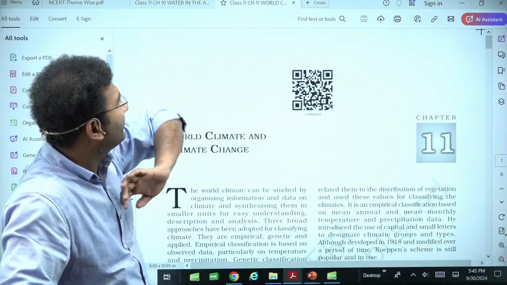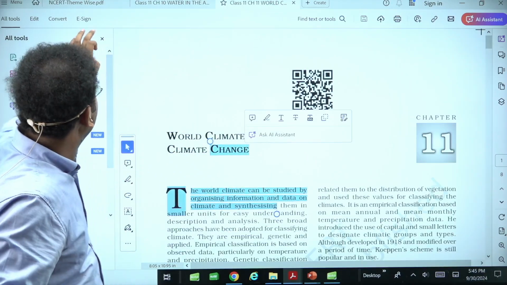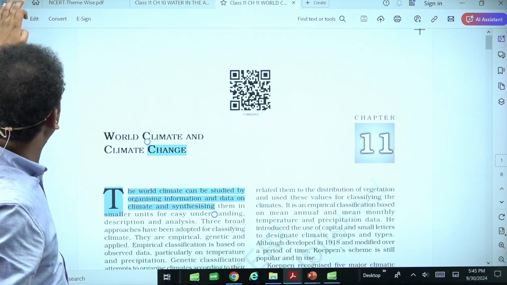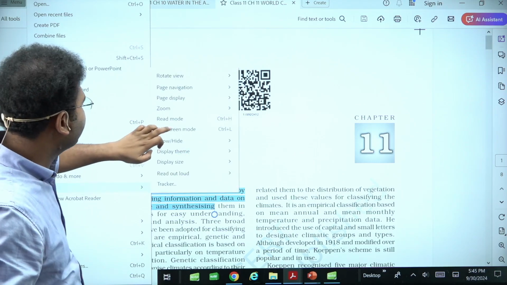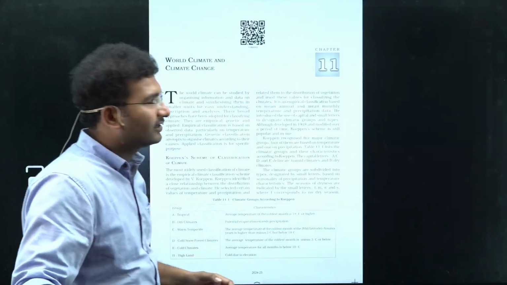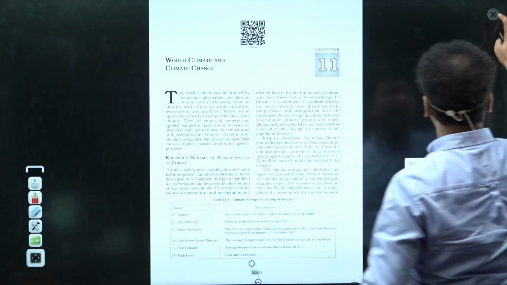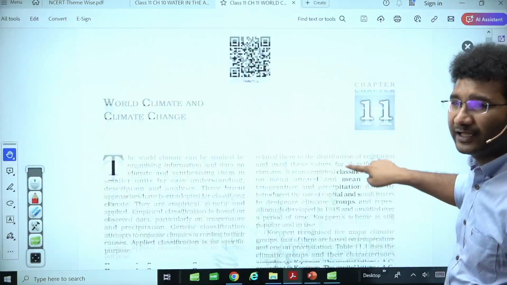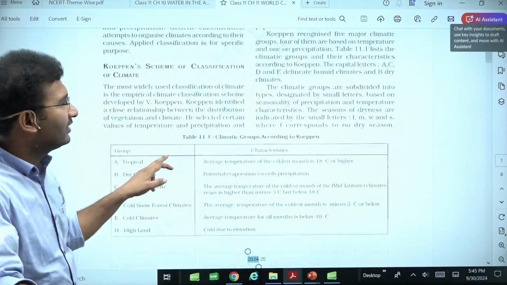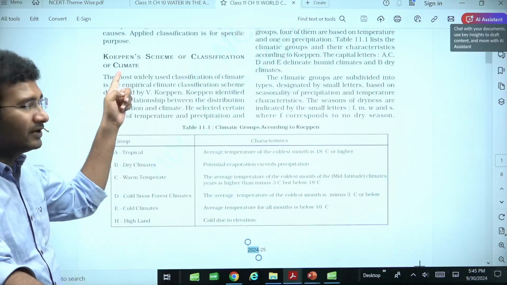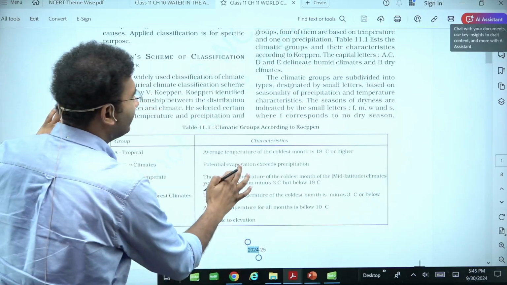And the next chapter that you shall be looking into is world climate and climate change. In this, you need to know what the different types of climates present across the globe are. One of the major classifications was given by Koeppen, and we will look into it as well. It is about world climate and climate change. In that, we will look into Koeppen's classification scheme in a detailed manner.